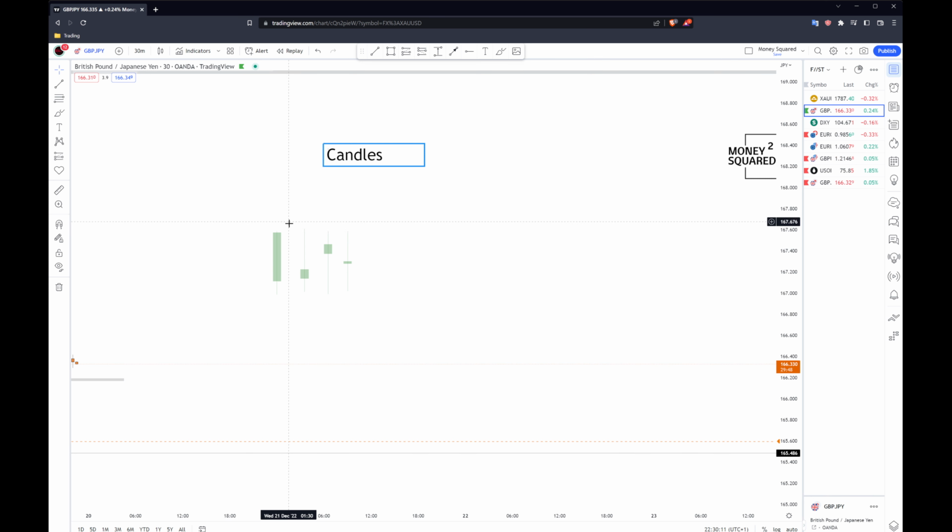For candles that close like this, basically with no wick on the top or no wick at the bottom, it means that at the end of the candle closure the price was at its lows or its highs, depending on where it is closing.